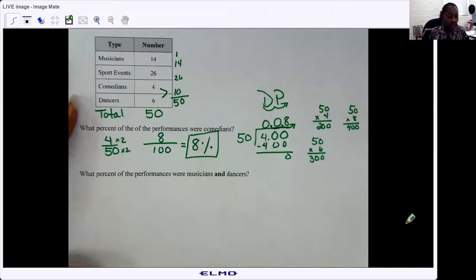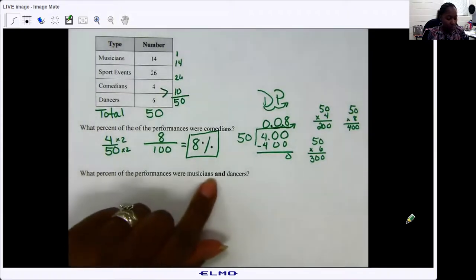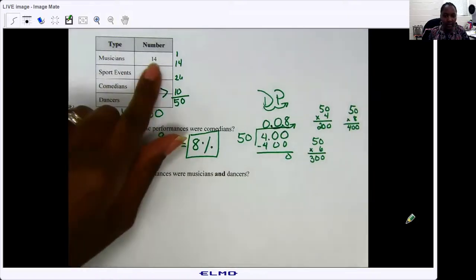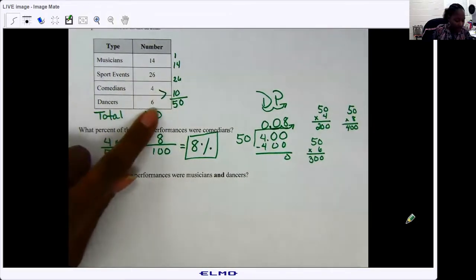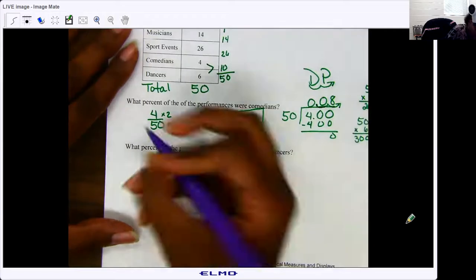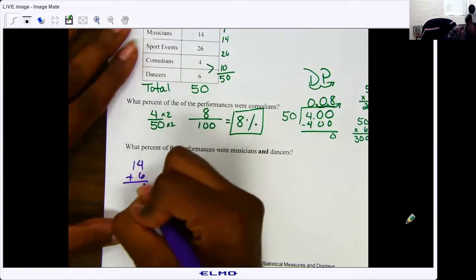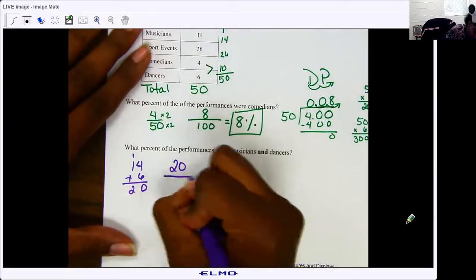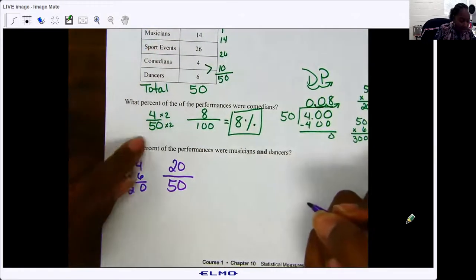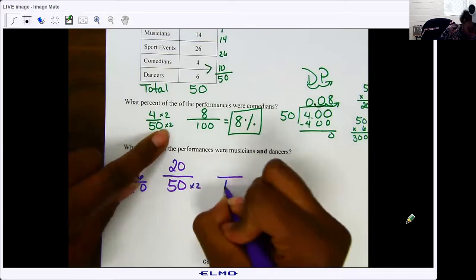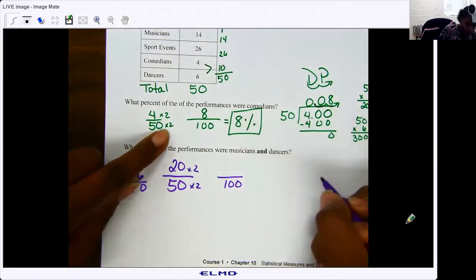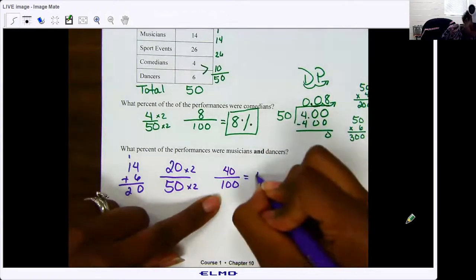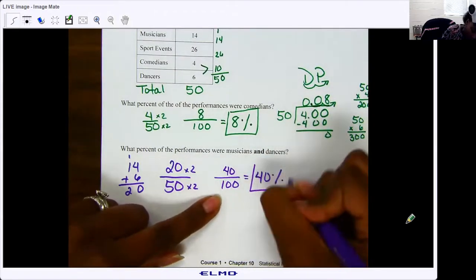Okay, all right. The next question says, what percent of the performers were musicians and dancers? All right, so I have musicians at 14 and I have dancers at 6. So I need to do, let me use a different color, 14 plus 6 is 20. And remember, it's out of 50, right? 20 out of 50. I already know that if I multiply by 2, I would get 100. So at the top, 20 times 2 would give me 40. 40 out of 100 is 40%.